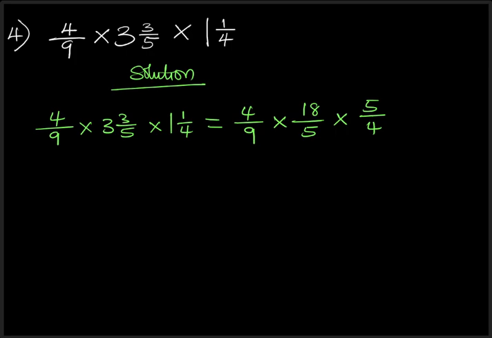So what do we have? Let's try to reduce 4 and 4, numerator and denominator. The 4s cancel themselves: 4 into 4 is 1. Then the 5s can go, 5 into 5 is 1. 9 and 18: 9 into 9 is 1, 9 into 18 is 2. So our answer will be 1 times 2 times 1, which gives us 2, over 1 times 1 times 1, which is 1. So our answer will be 2.